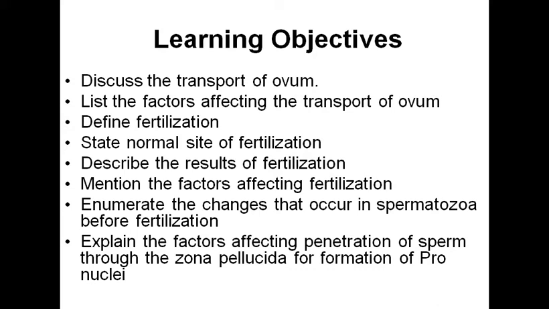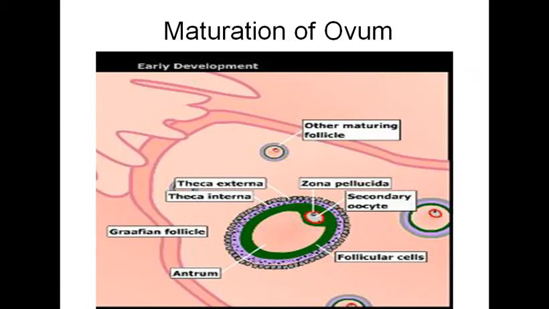We'll properly define what fertilization is, what is the normal site of fertilization, what are the results of fertilization, the factors affecting it, and the changes that occur in spermatozoa before fertilization, and what are the factors affecting its penetration into the ova, the layers of ova. So let's start with the lecture.